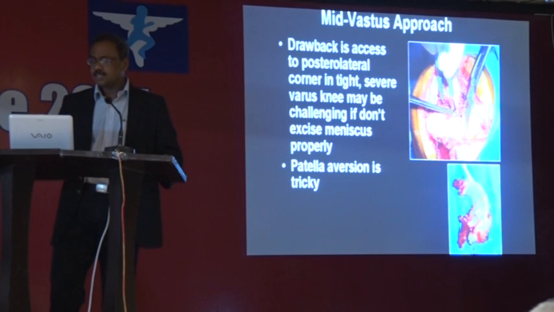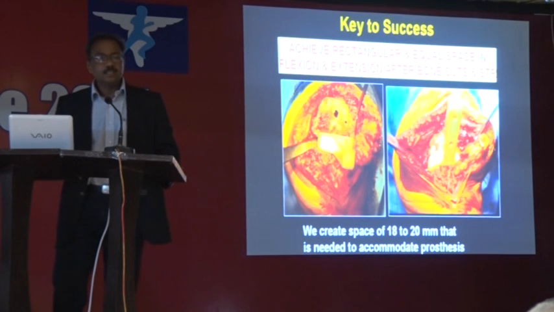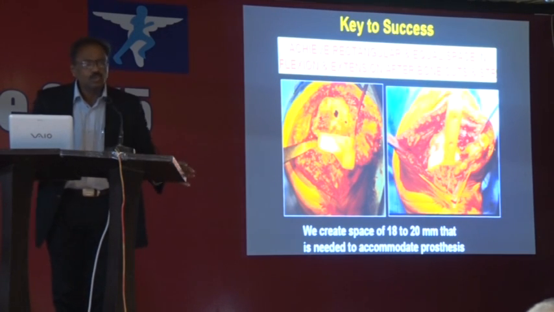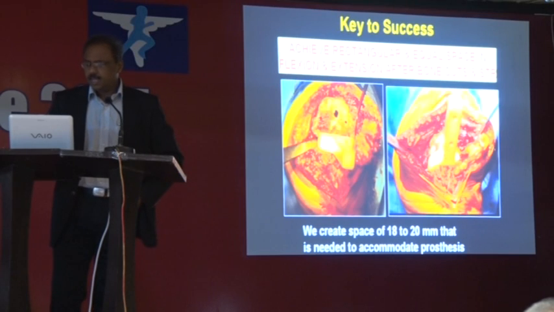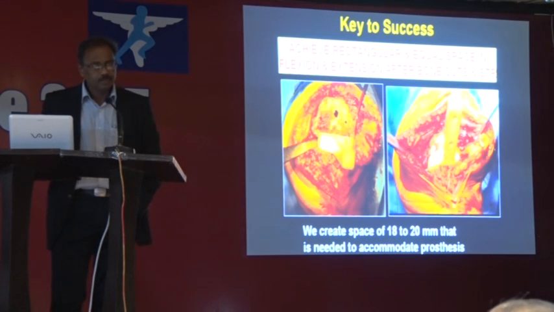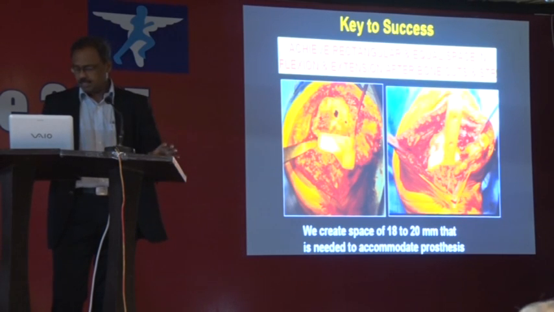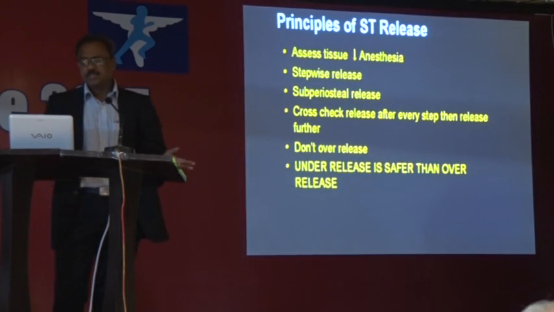As I told you, mid-vastus gives excellent exposure, and take out all the meniscus. And what is the secret of success? Achieve a rectangular space, and it should be equal space in mid-flexion and extension, or mid-flexion may be 1 to 2 millimeters more than extension. Usually we achieve 18 to 20 millimeters of space in either extension or flexion, because this space is required to accommodate the prosthesis, the prosthesis and poly that we insert. So we achieve that.